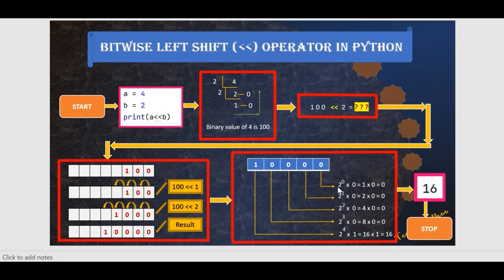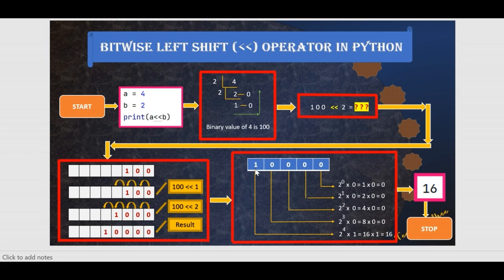For that, we have to multiply it by 2 power 0, 2 power 1 and so on. So first, I'm multiplying the 0 with 2 power 0. So 2 power 0 is 1 and 1 into 0 will be 0. Next, I'm multiplying this 0 with 2 power 1. So 2 power 1 is 2 into 0, which will be 0. Next, I'm multiplying this 0 with 2 power 2. 2 power 2 is 4 and 4 into 0 will be 0. Next, I'm multiplying this 0 with 2 power 3. 2 power 3 is 8 and 8 into 0 is 0.